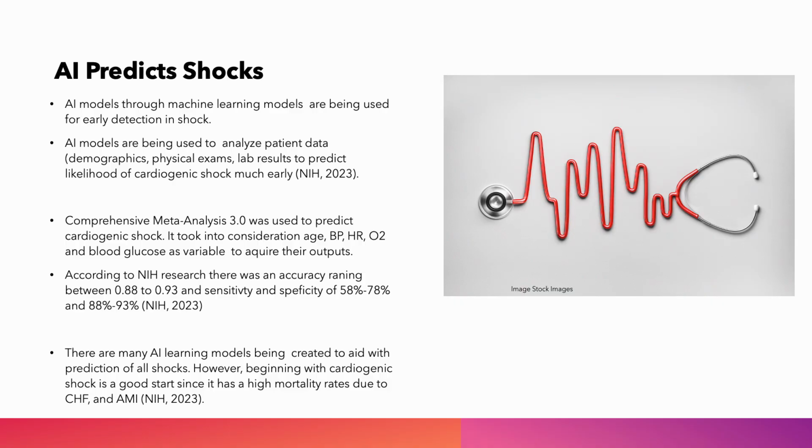And then, according to the NIH research, there is an accuracy ranging between 0.88 to 0.93, and sensitivity and specificity between 58 to 78% and 88% to 93%. So there are many AI and learning models being created to aid with predictions of all shocks, but where they're starting is actually cardiogenic shock, since there are higher mortality rates due to congestive heart failure and then AMI.